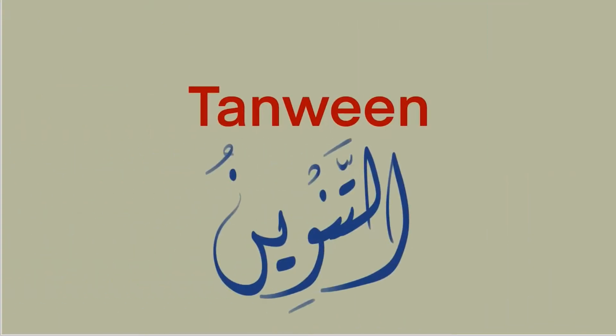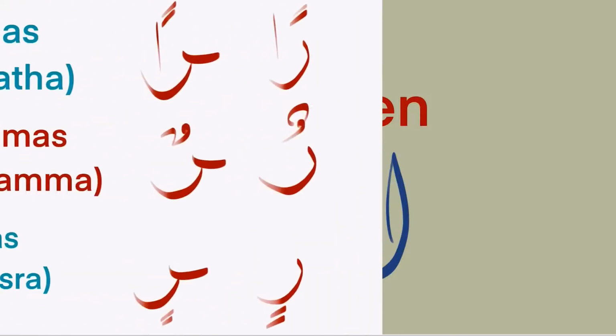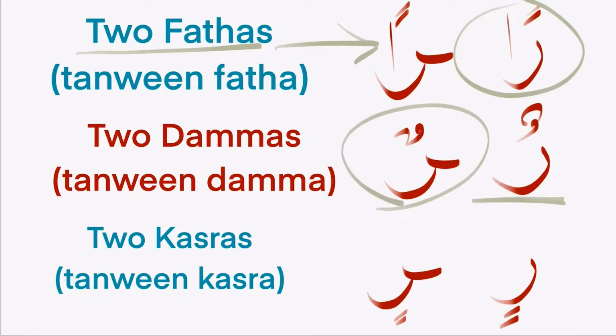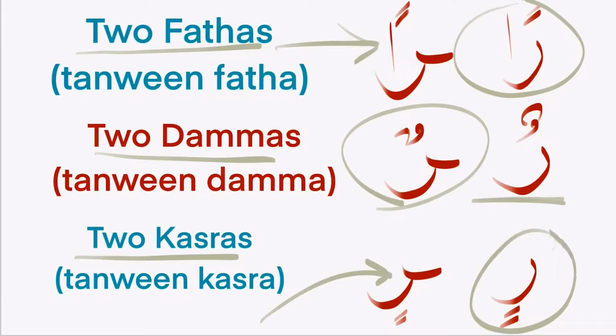In the following session, we'll be dealing with the tanween. Remember, tanween fatha, 2 fathas, tanween dhamma, 2 dhammas, and tanween kasra, 2 kasras. 2 fathas, run. 2 dhammas, 2 kasras, rin. Let's practice.